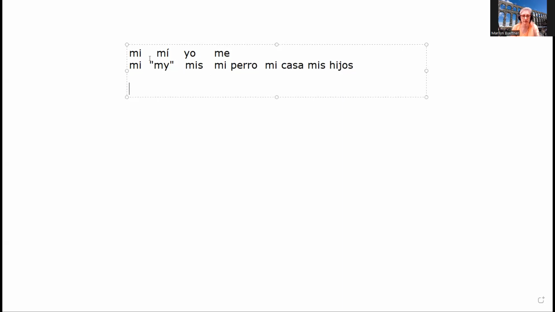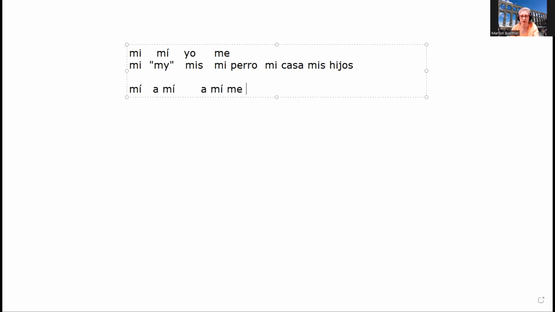But that mi will sound exactly like the other mí with an accent mark. They sound exactly the same. This mí here is, okay. Here's how we use this. We use this after prepositions. It is a prepositional pronoun. So you hear it like this.